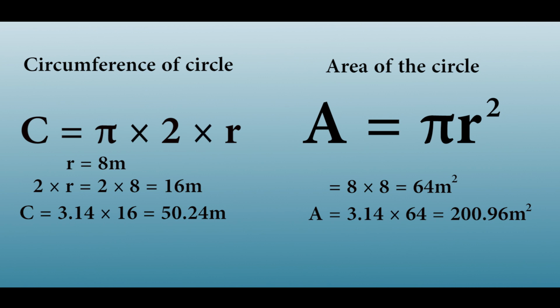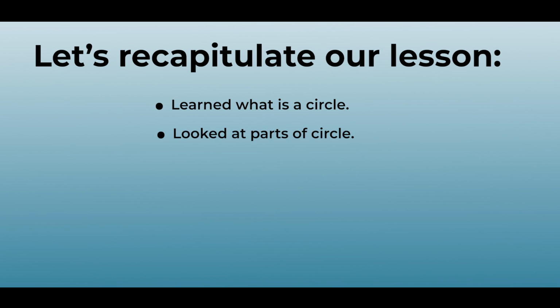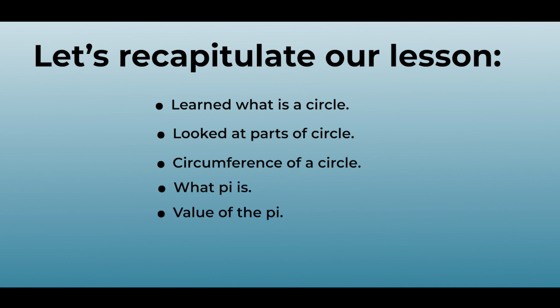Okay, children, did you understand? Let's recapitulate our lesson. We learned what a circle is. We looked at the parts of the circle, and we know how to find the circumference of a circle. And what is pi? The value of pi, then the area of a circle. These are the things which we learned today.